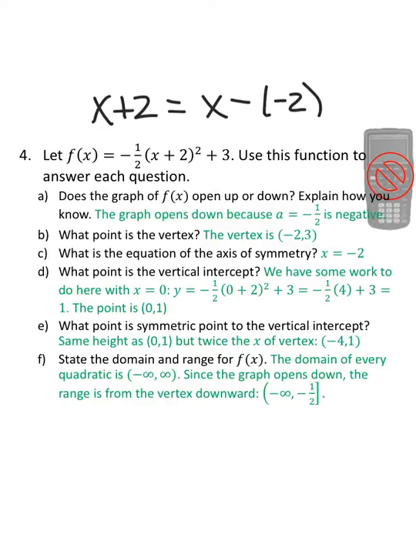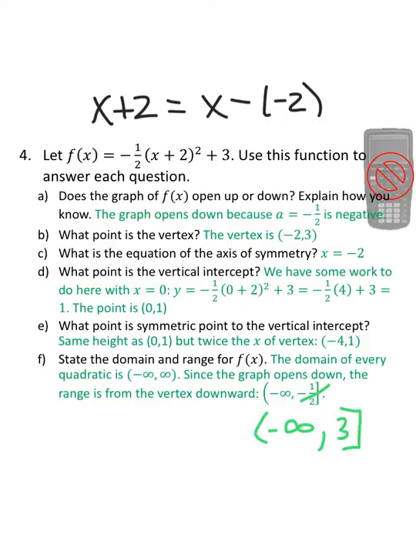The domain and range for f of x. We know the domain of every quadratic is all real numbers, so in interval notation, -infinity to infinity. Now, we said the graph opens down. If the graph opens down, it has a high point. What's the high point? The highest it goes is the y value of 3. So our range, if we wanted to write it correctly, is -infinity to 3.